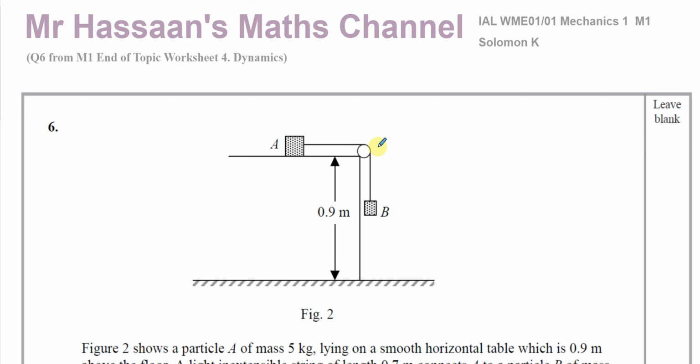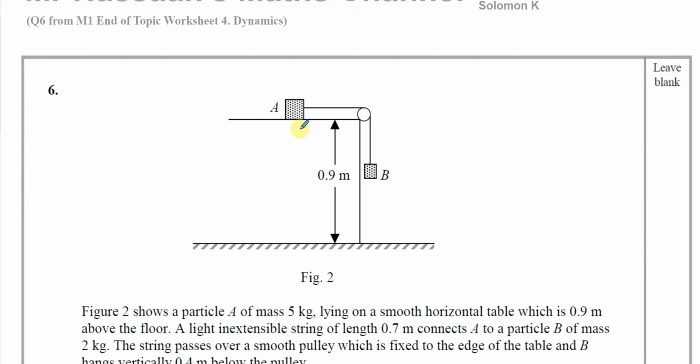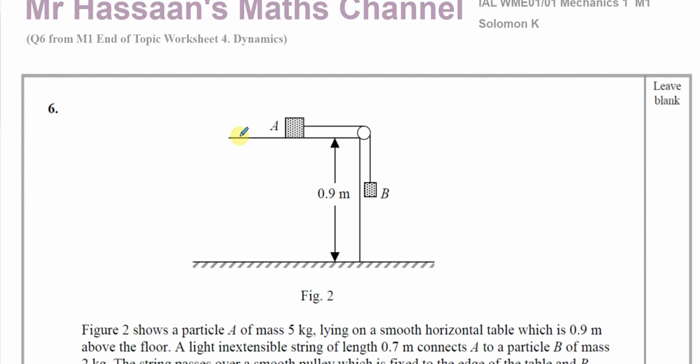And here we have a question requested again by another student who wants me to explain how to answer it. Now, figure 2 shows a particle A of mass 5 kilograms lying on a smooth horizontal table, which is 0.9 meters above the floor. A light inextensible string of length 0.7 meters connects A to B.